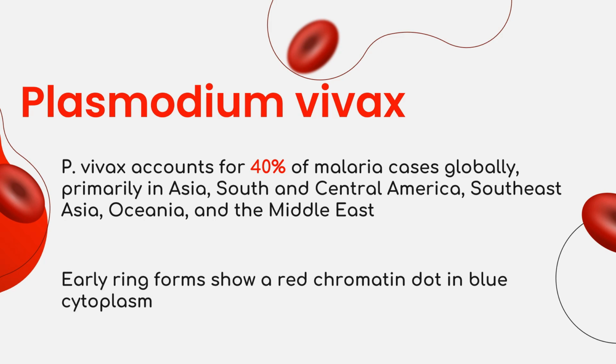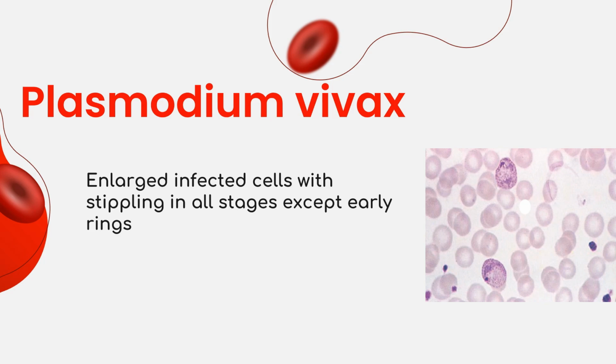Plasmodium vivax reveals its presence through delicate early ring forms. Look closely, and you'll notice a distinctive red chromatin dot within the blue staining cytoplasm. These unique characteristics give us a clue to its identity. As the parasite grows within the red blood cells it infects, something fascinating occurs. The infected cell becomes enlarged, and a phenomenon known as Schüffner stippling appears. This stippling can be observed in all stages except the early ring forms.